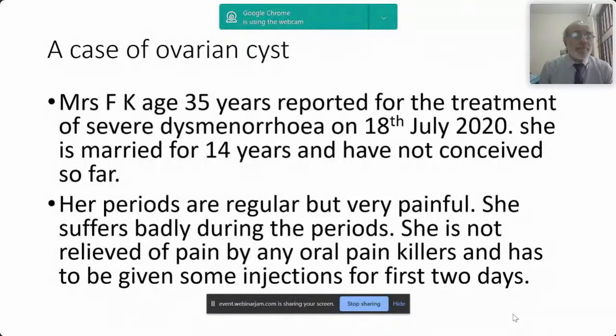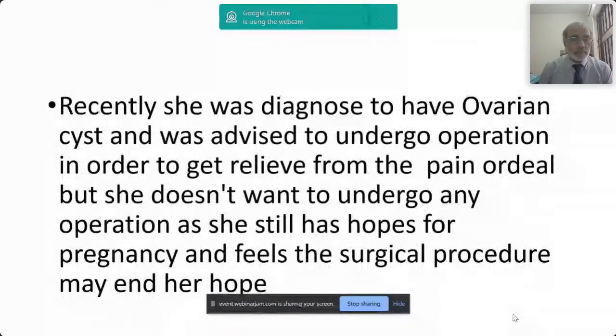She is not relieved of pain by any oral painkillers and has to be given some injections for the first 2 days. Recently, she was diagnosed to have an ovarian cyst. And the obstetrician and gynecologist said, if you want relief, the cyst should be removed. So she was advised to undergo operation in order to get relief from the pain. But she does not want to undergo any operation as she still hopes that there will be pregnancy. And if she undergoes operation, it may interfere.